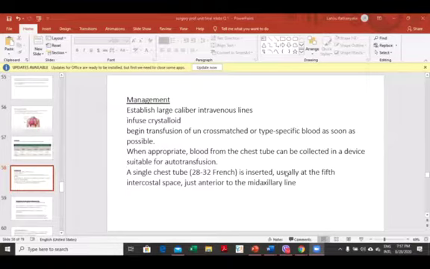Other than that, as previously said, aortic disruption or dissection is also an indication, and esophageal rupture. Those are the urgent thoracotomy indications. Those are MCQs.